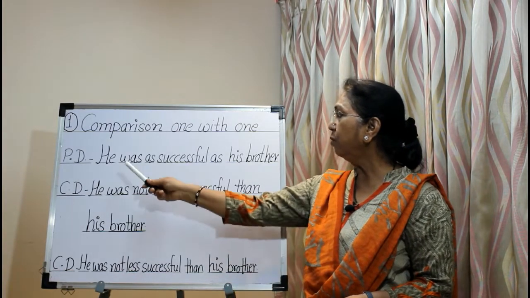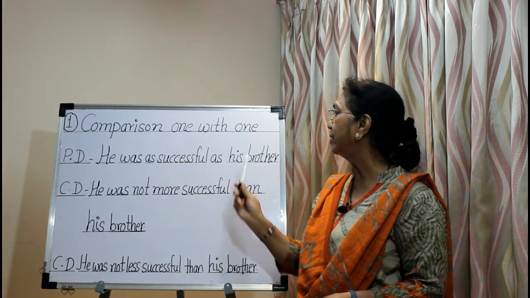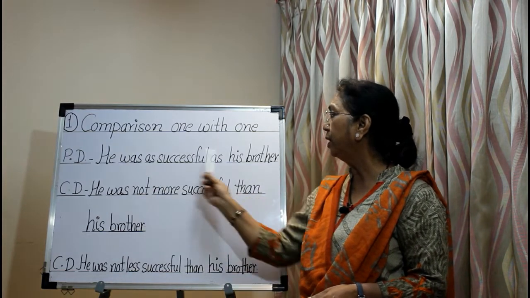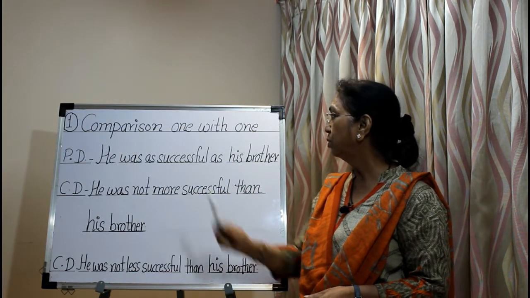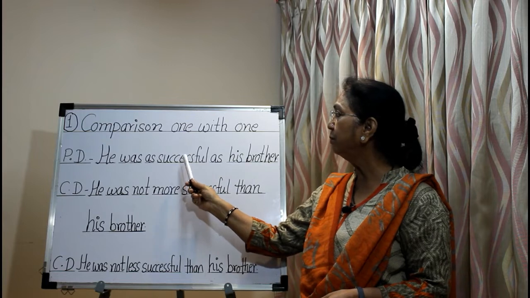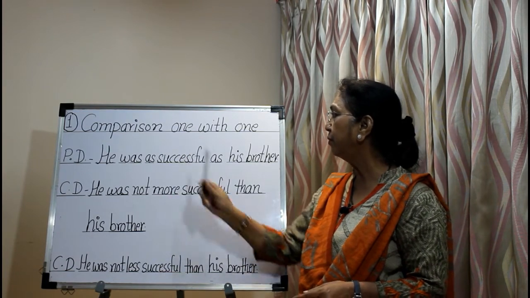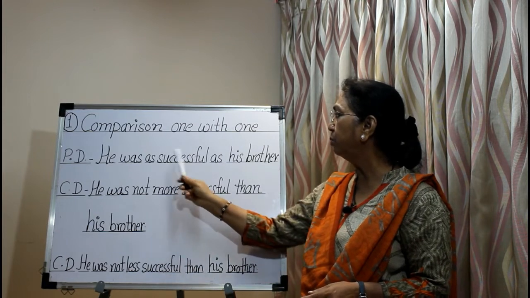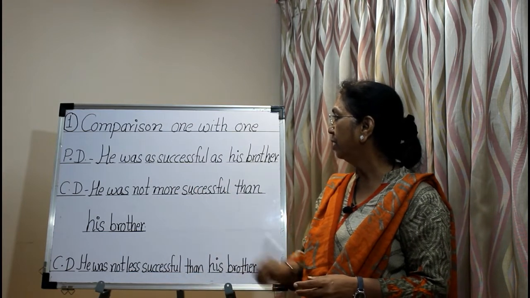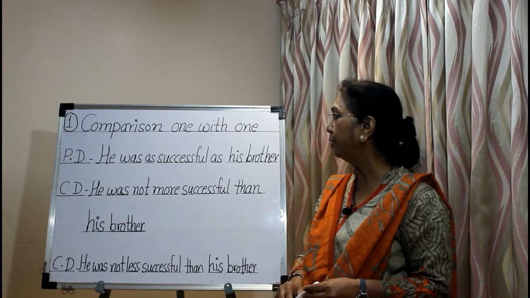First, he was as successful as his brother, which means both are equally successful. So this is a sentence in positive degree. Successful, the basic form of the adjective, is used between as. Now how to change it into comparative degree?